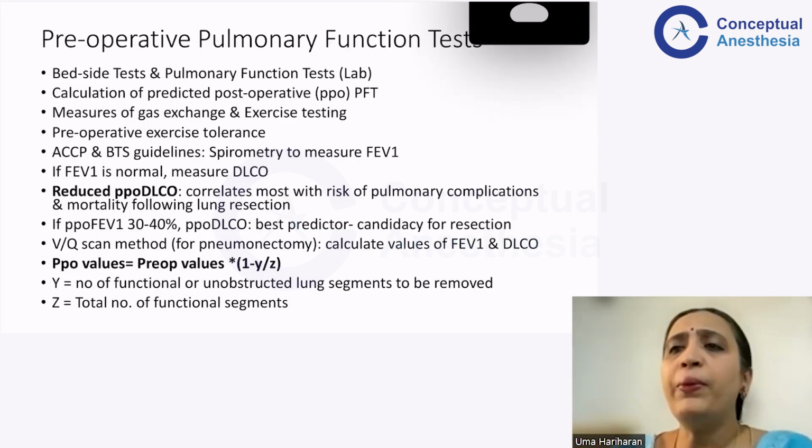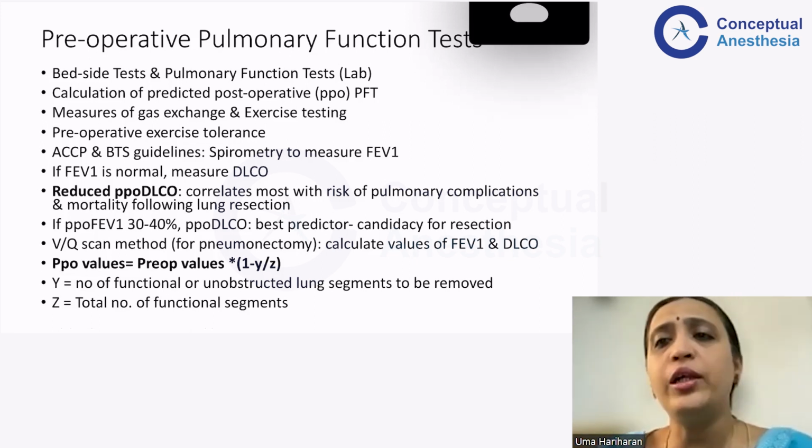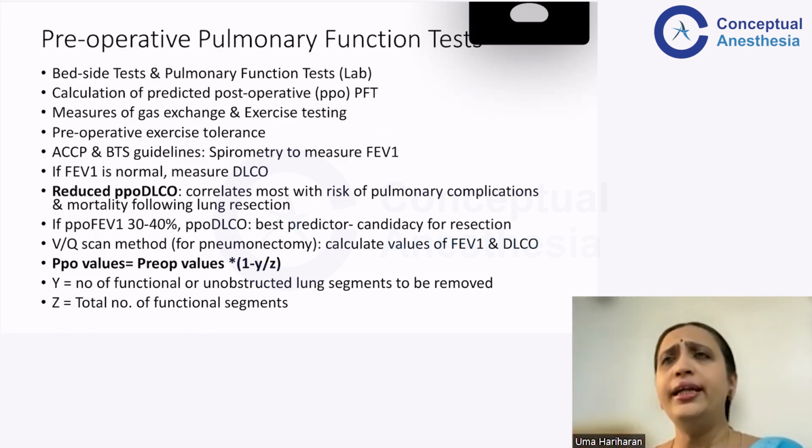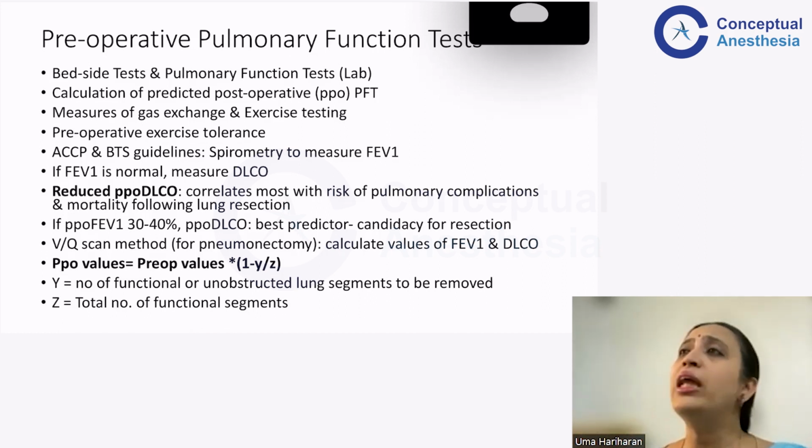Okay, so preoperative pulmonary function test, bedside test or pulmonary function test, calculation of predicted post-op. I will be coming in detail to all these details. I'm just going to mention these parameters to you so that you understand that these are the tests which are more important when we are dealing with a case of lung resection.